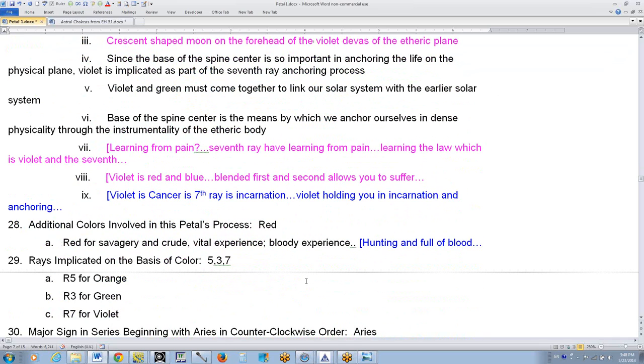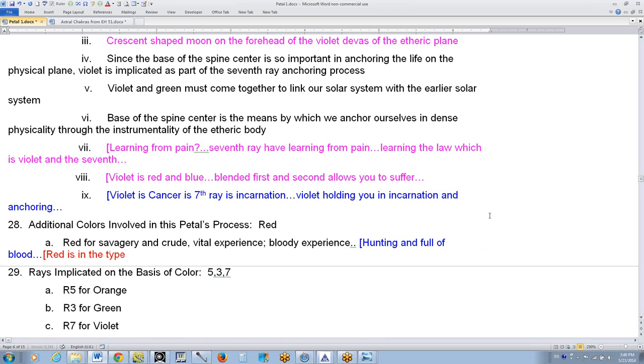I pretty well have the same format for the beginning of each of these petals to try to produce some degree of consistency. Are there additional colors in this petal's process? Well, red in the sense. It's not in the petal, but it's certainly in the man. Red for savagery and crude. Notice how the word rude or ruddy is in the word crude. Crude, vital experience, bloody experience, hunting and full of blood. The red is there in the experience, if not in the petal.